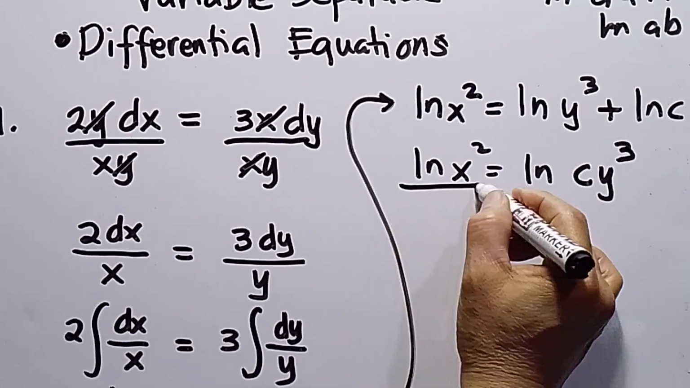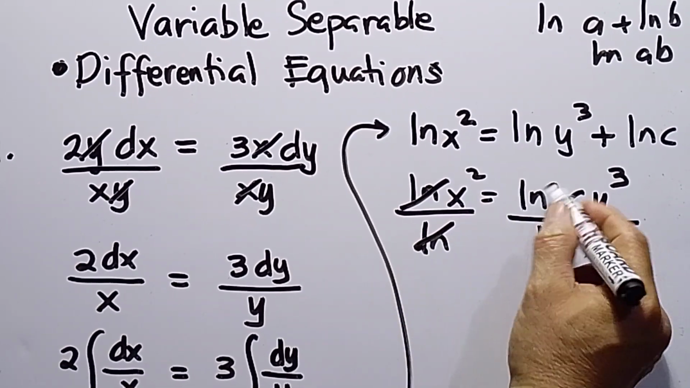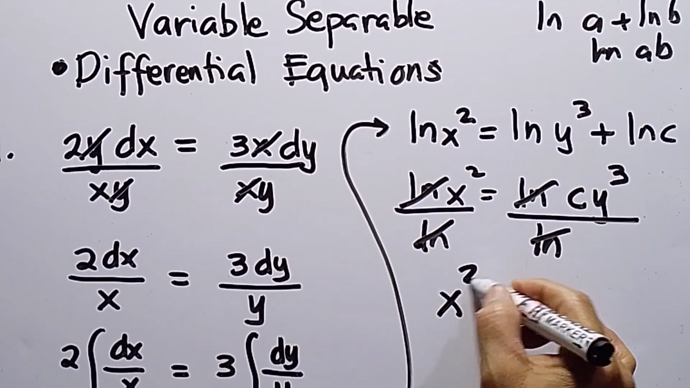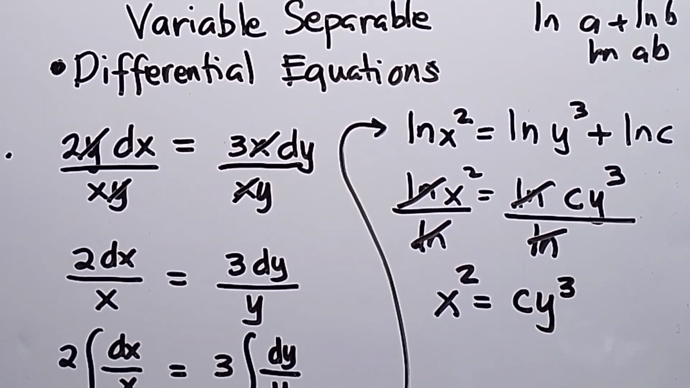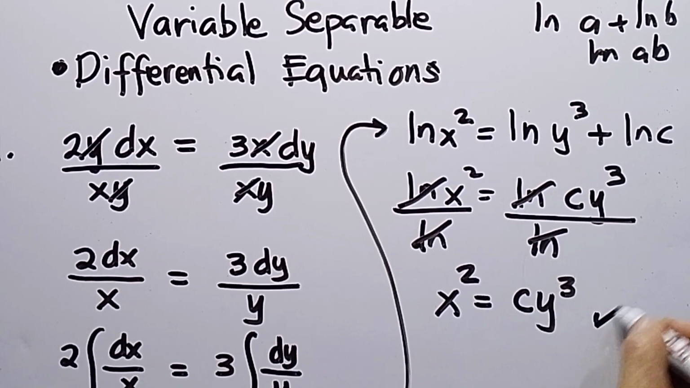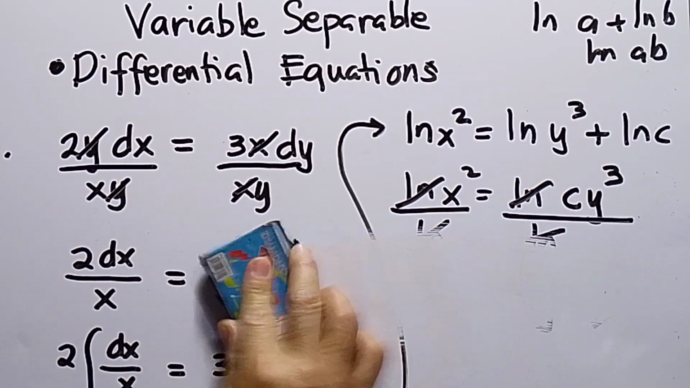So, dividing both sides by ln, this will be crossed out. So I've got x squared is equal to c y cubed. So this is my answer for number 1. Now, let's proceed to number 2.